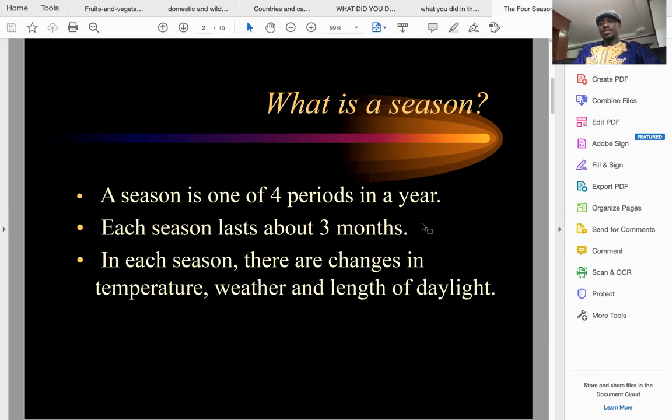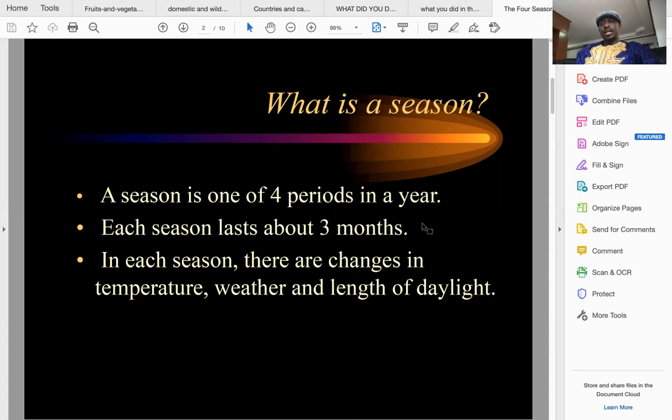Each season has about 3 months. In each season, there are changes in temperature, weather, and the length of daylight. Okay, so for example, in temperature, in some seasons, places are very hot, while in other seasons, places are very cold.